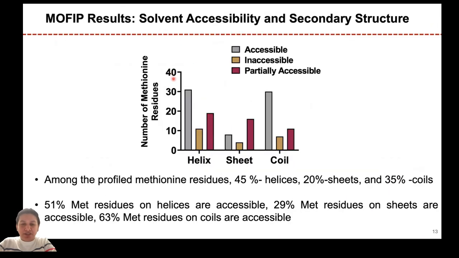Overall, we could quantify the solvent accessibility of almost 69 proteoforms, and among the profiled methionine residues, 45% were in helices, 20% were in sheets, and 35% were in coils. Among the methionine residues in helices, 51% were solvent accessible, among the methionine residues in sheets, 29% were solvent accessible, and 63% of the methionine residues in coils were solvent accessible.